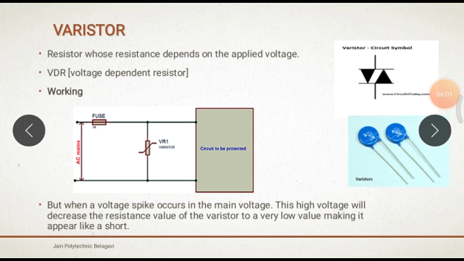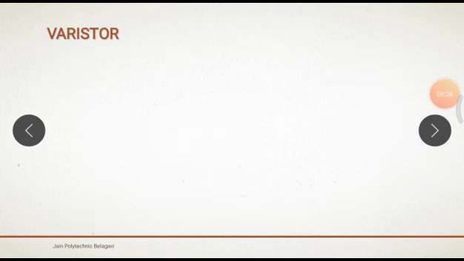This high voltage decreases the resistance value of the varistor to a very low value, making it appear like a short. When it is a short, obviously all the surge current will flow through the varistor and the circuit will be protected. For this purpose we use the varistor as a protecting circuit, and it is also called a surge suppressor. So what are the applications?